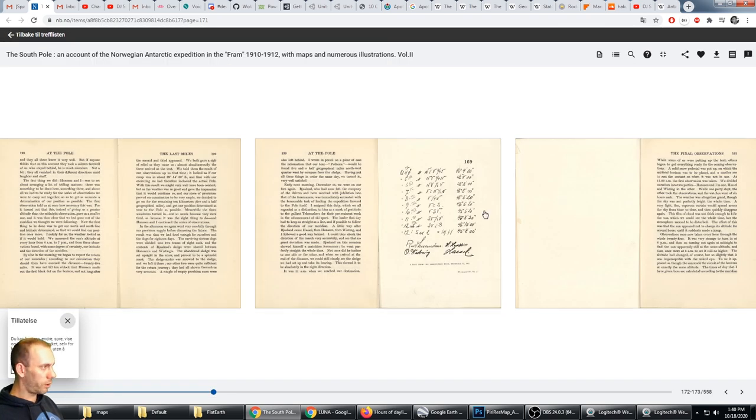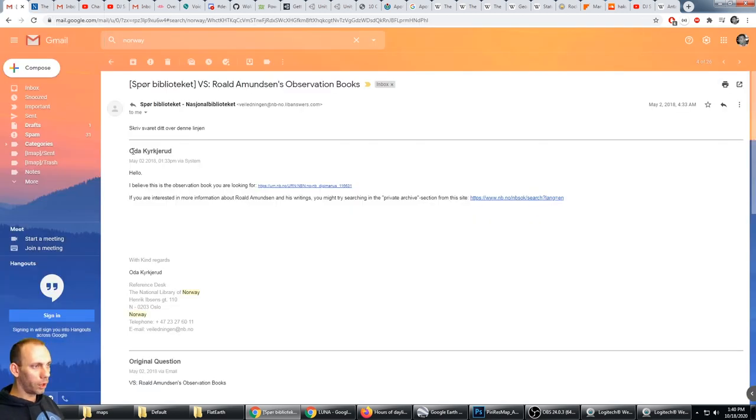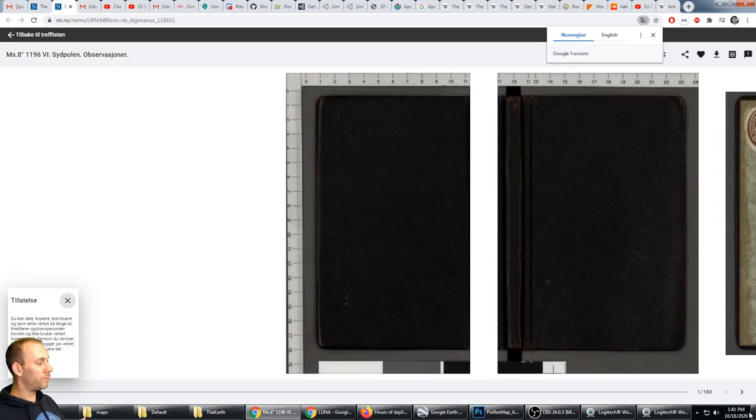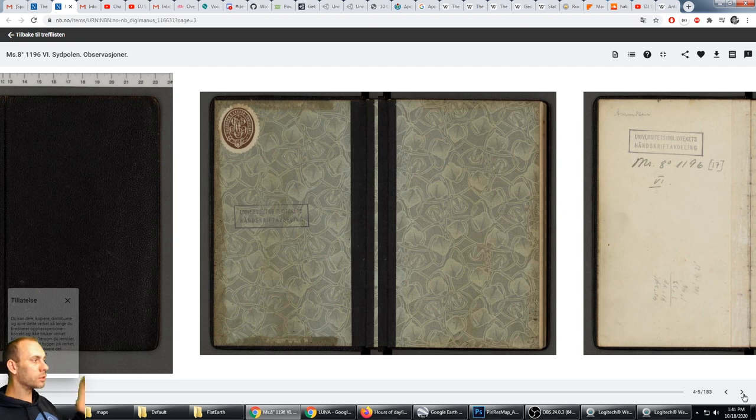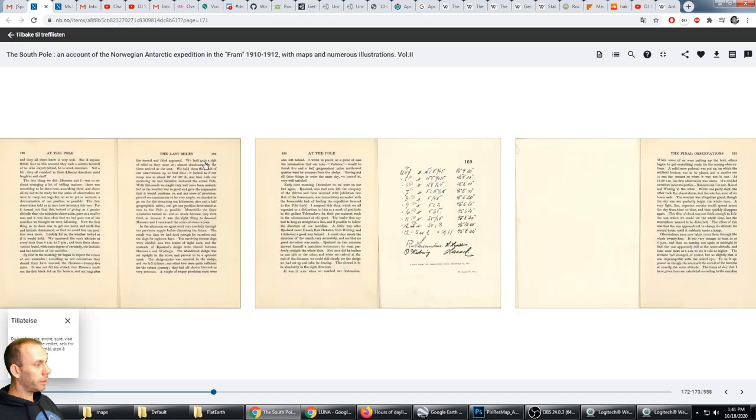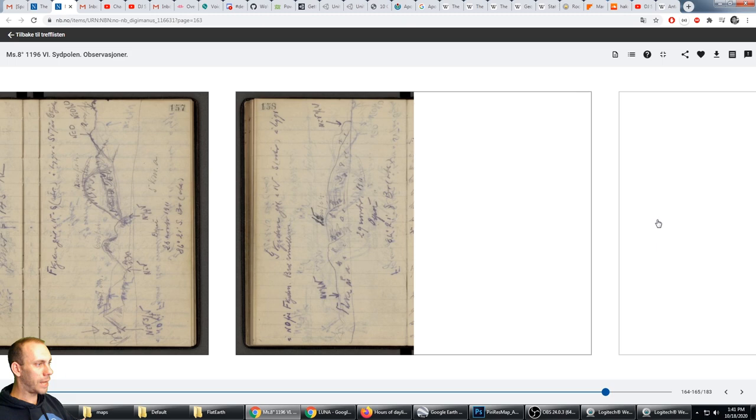This is from the South Pole book, and this is a section of his field journal where he had kept all of the sextant readings from when he was at the South Pole in 1911. So Oda here was able to find the book and get it scanned. This is the physical book that Amundsen had in his pack when he was sledging with the dogs to the South Pole, the first human to ever get there in 1911. And we can see it was on his page 169 where he was at the South Pole.